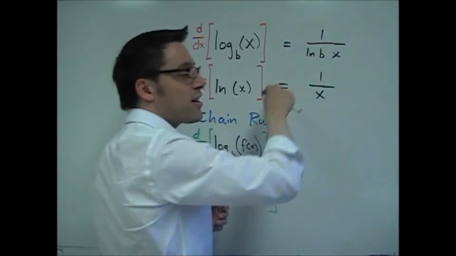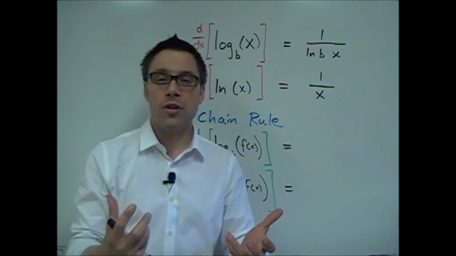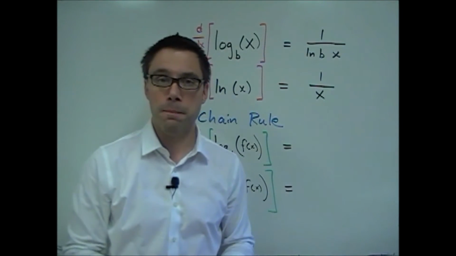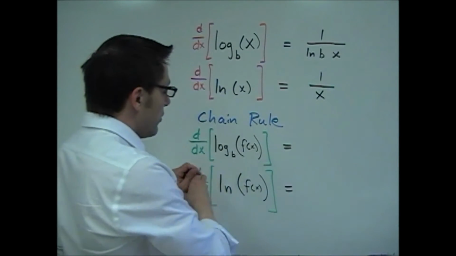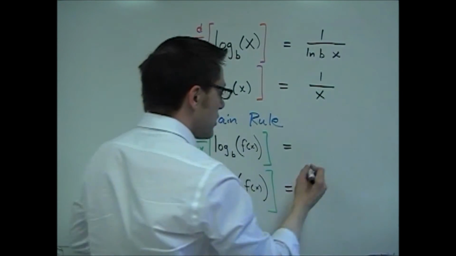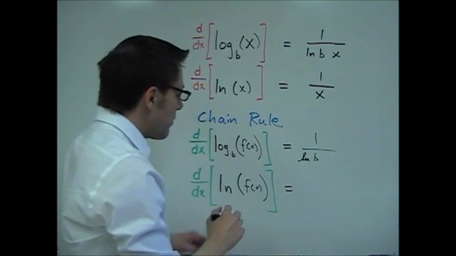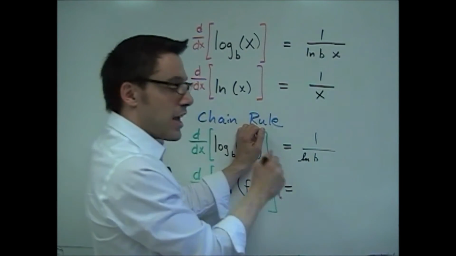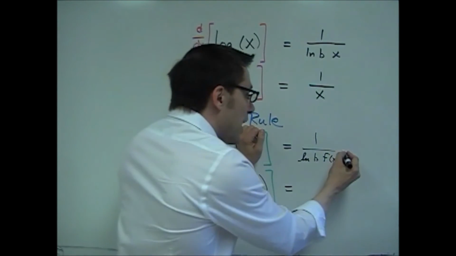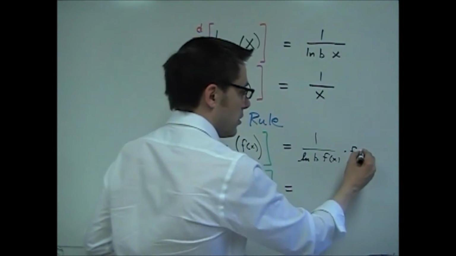Again, I'm going to use the exact same expression, except now, remember that when we're thinking about the chain rule, we have to treat it like an onion. We differentiate the outside part and multiply that by the derivative of the inside part. So the derivative of log base b of something is 1 over the natural logarithm of b times that something, except the something is now f of x. That's the derivative of the outside part. But then I have to multiply that by the derivative of the inside, which is f prime of x.